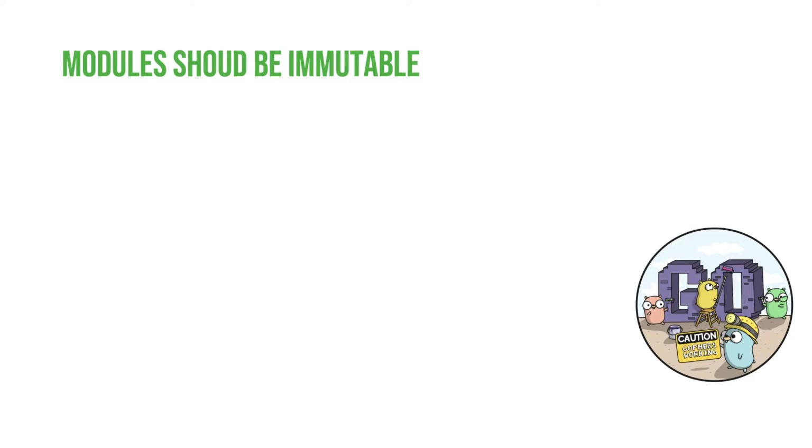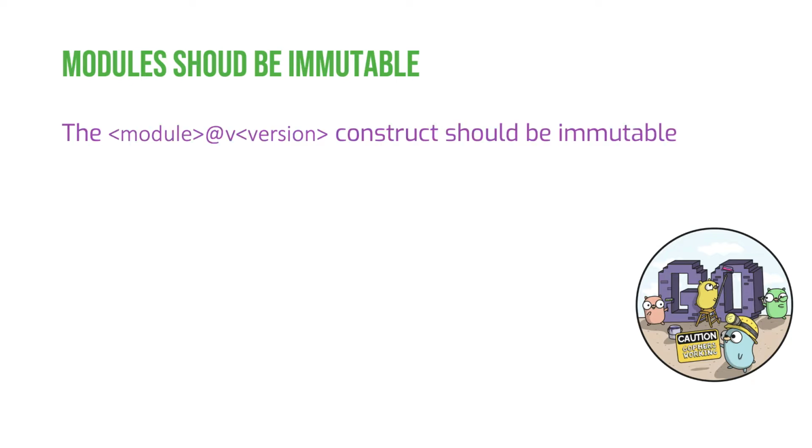So first of all, modules must be immutable. Your dependencies must be immutable. The construct of module at a certain version, and this is the code that you see in your go.mod, will be the name of the module at v and then the name of the version. This is how it looks. Once it's introduced, it has to refer to the same set of bytes in version control, always.